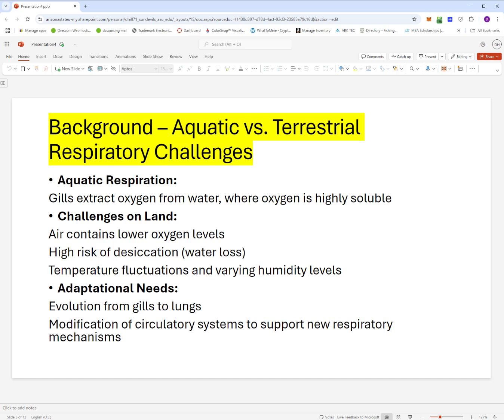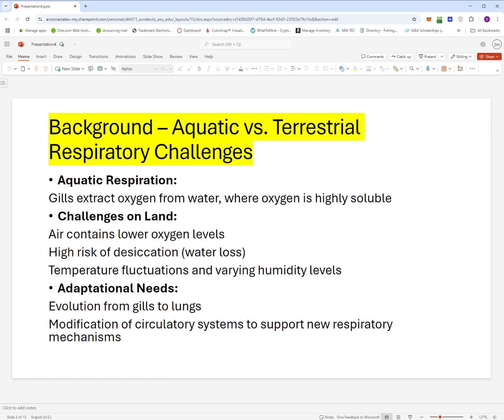However, when vertebrates made the transition to land, they encountered a set of entirely new challenges. First, air has a much lower concentration of oxygen than water does. More importantly, air is drier compared to water, and the tissues of early vertebrates were not adapted to prevent water loss. This desiccation can severely impair cell function and overall metabolism. Additionally, terrestrial environments bring with them wide fluctuations in temperature and humidity, which further stresses the respiratory system.